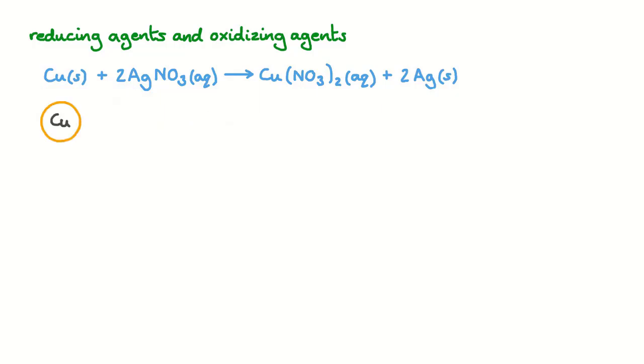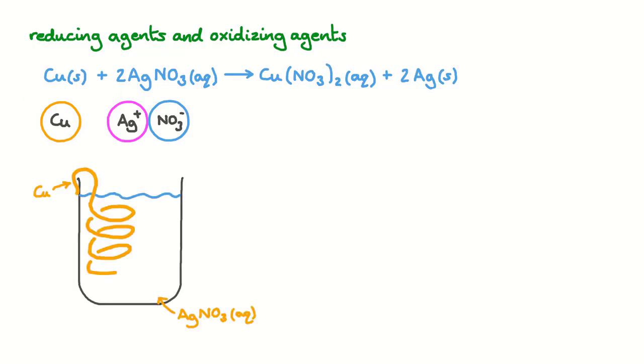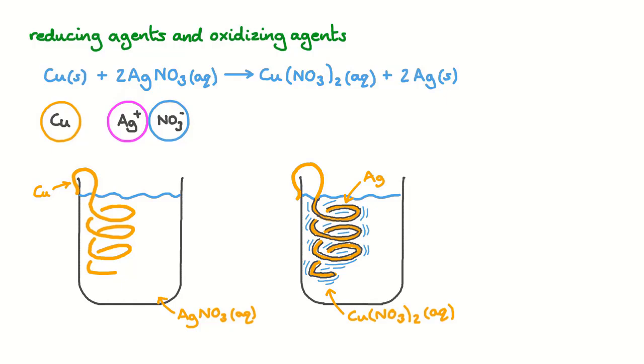We start off with copper in its pure form, copper atoms bonded together with metallic bonds. And we have a solution containing silver ions and nitrate ions, Ag+ and NO3-. When we add the copper to the silver nitrate solution, there's a beautiful reaction. Crystals of silver grow on the surface of the copper, and the solution starts to turn blue.